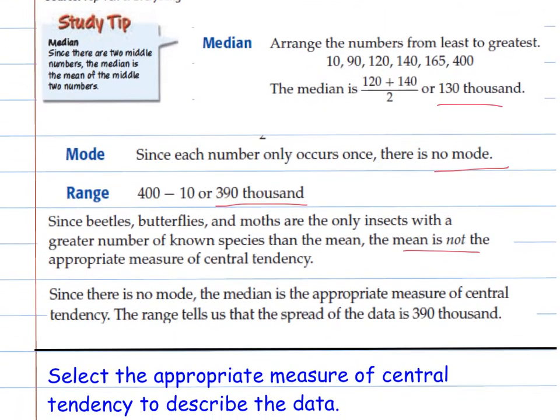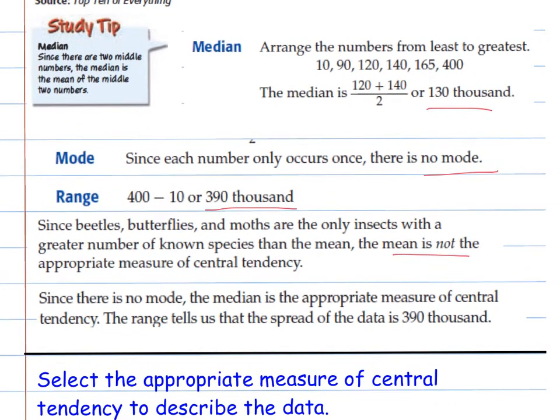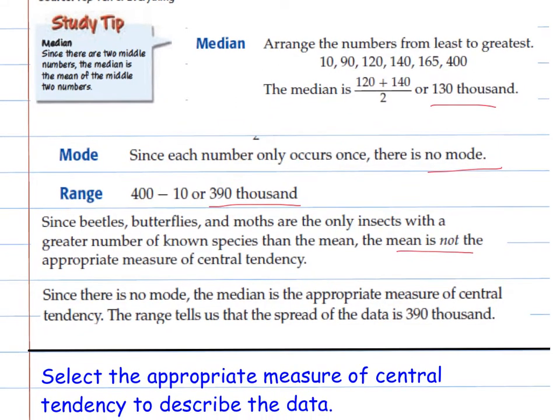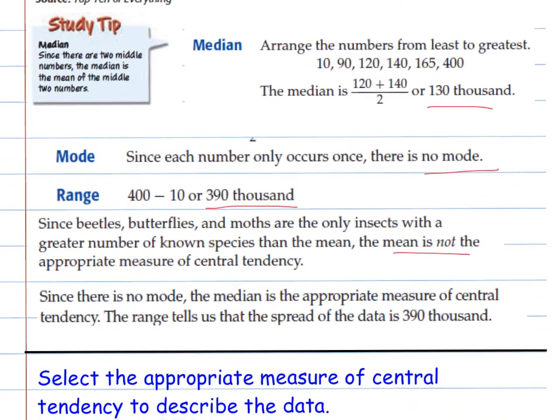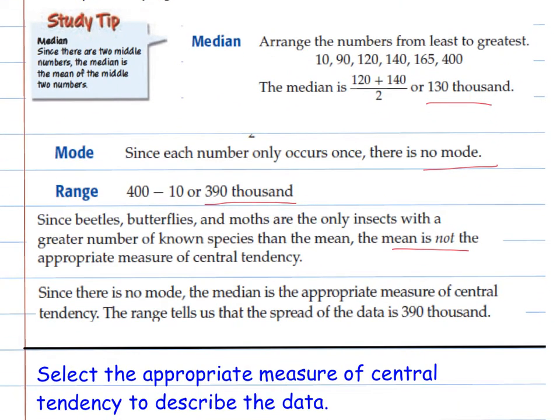But since there is no mode, the mode isn't appropriate. Can't do the mode if there is no mode. The median is the appropriate measure because that's going to be our middle number in this case. And the range just tells us the spread of the data is 390,000. It's not something that's going to tell us where our middle numbers lie.